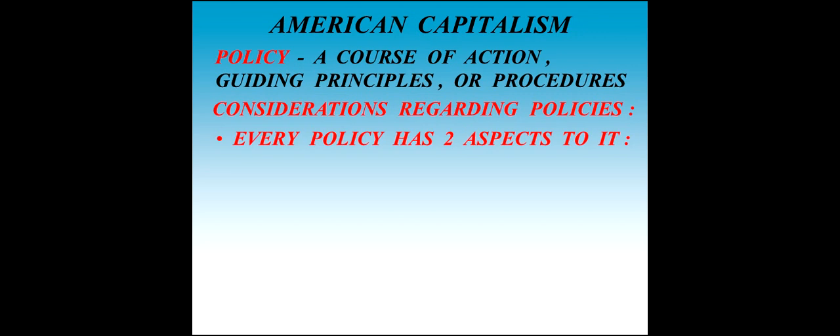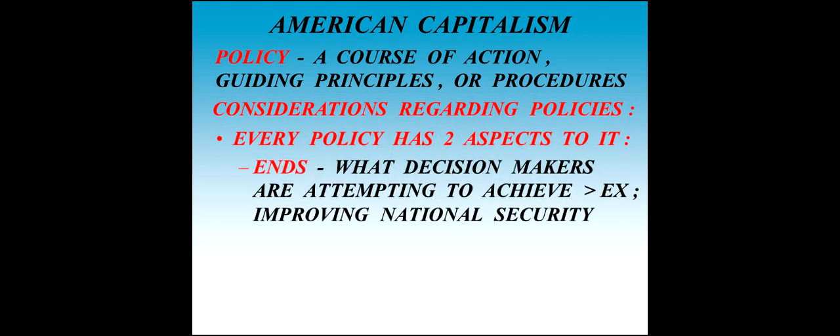Here's the first. Every policy has two aspects to it. The first is the ends. And what we mean by the ends are what decision makers are trying or attempting to achieve. For example, after the 9/11 tragic events in 2001, there was a policy put in place by the federal government to strengthen or improve our national security.